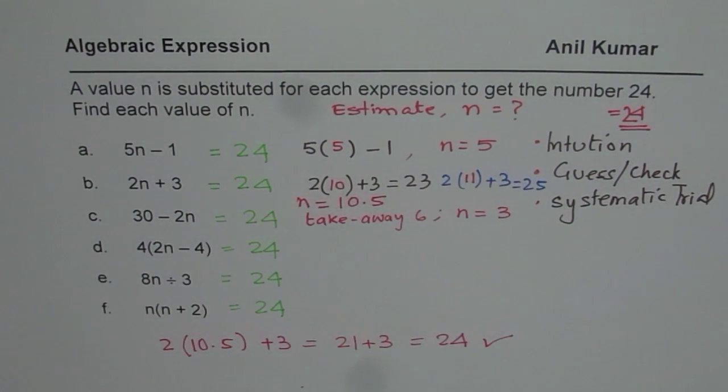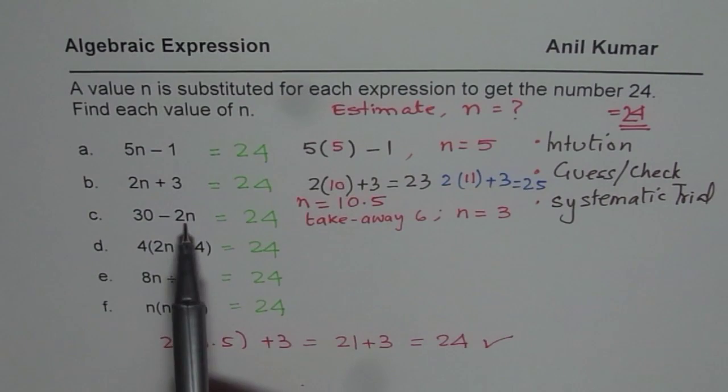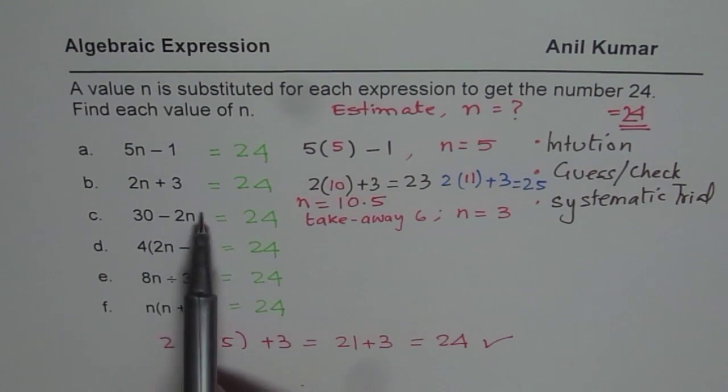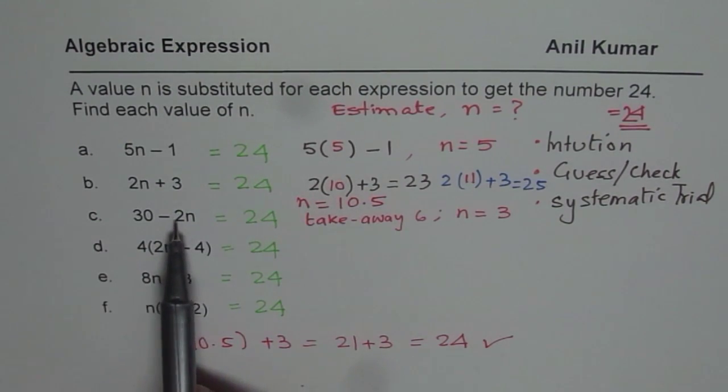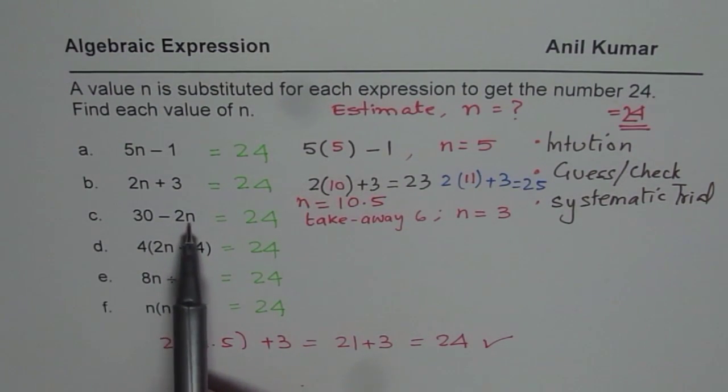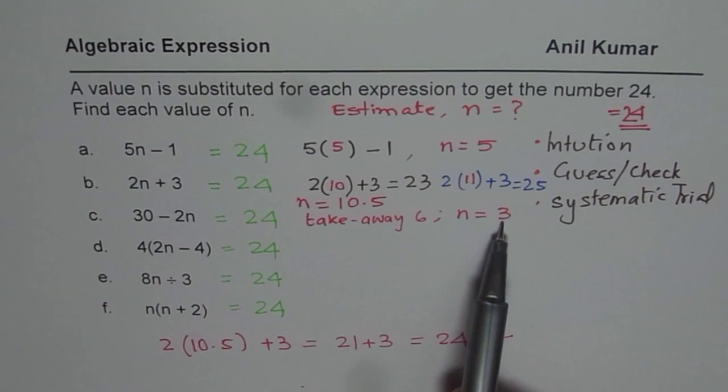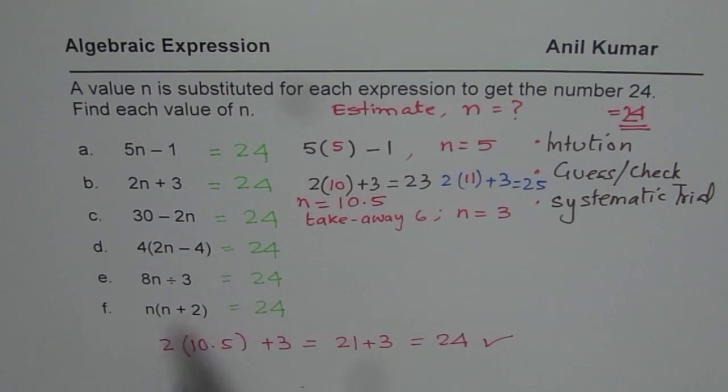So when we look at an expression, we have to think about a strategy. So we say 30 take away twice a number is 24. That number as a whole should be 6. And so twice the number is 6. So the number is half of 6. That means 3. You get the idea. So likewise, we will move forward and estimate the value of n.